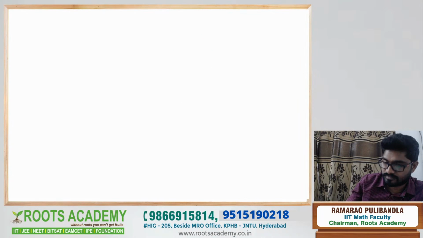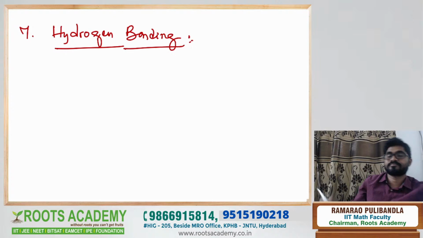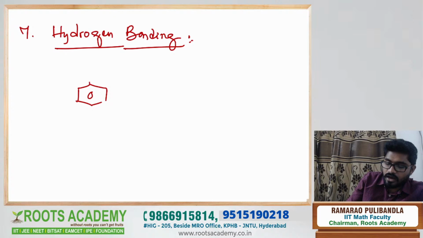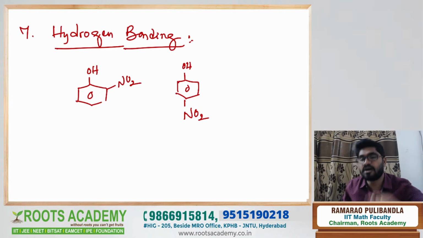Seventh one. Hydrogen bonding, guys. Now, you tell me in these two. This is orthonitrophenol and this is paranitrophenol. Which is more acidic, orthonitrophenol or paranitrophenol? Can anyone decide? Which one is the more acidic one, either ortho or para?